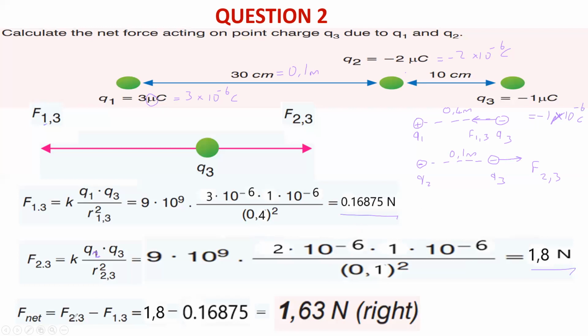Then F23 minus F13, why? Because F23 is stronger than F13. The direction, you can see here, is F23 to the right. So when you subtract them, you get 1.63 newtons to the right. This is our question 2. As you see, people, it is a similar question, only the forces are opposite each other, so you can just subtract them. You use the stronger one first, and the final answer has the same direction as the stronger force. This is our question 2.